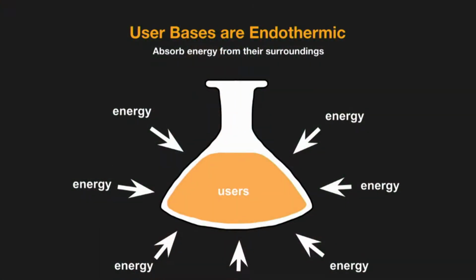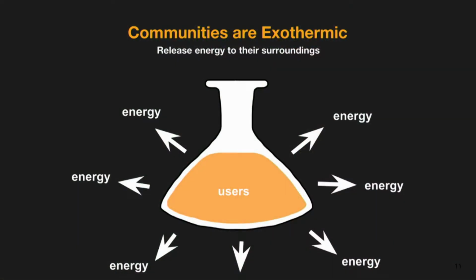I would say a user base exists when a company creates things and users consume them, right? User bases are endothermic. They're taking in information, support, resources from a single company or entity, which isn't really a bad thing, right? I mean, this is good. But I would say a true community is exothermic. A community collectively generates the things that it collectively consumes. A community is radiating out resources that others in the community can rely on.